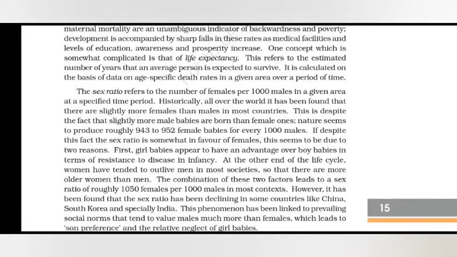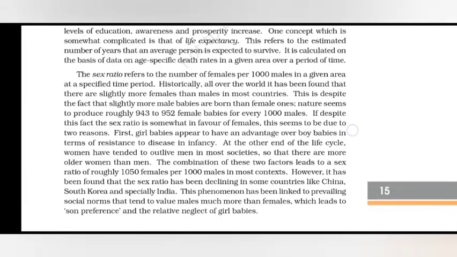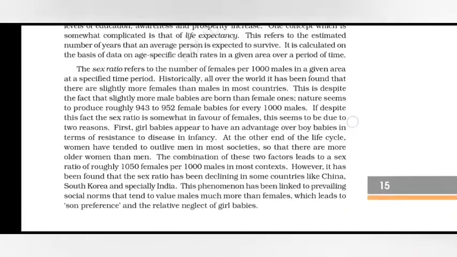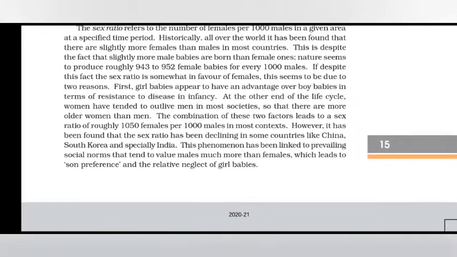One concept which is somewhat complicated is that of life expectancy. This refers to the estimated number of years that an average person is expected to survive. It is calculated on the basis of data on age specific death rates in a given area over a period of time. The sex ratio refers to the number of females per thousand males in a given area at a specific time period. Historically, all over the world, it has been found that there are slightly more females than males in most countries. This is despite the fact that slightly more male babies are born than female ones.